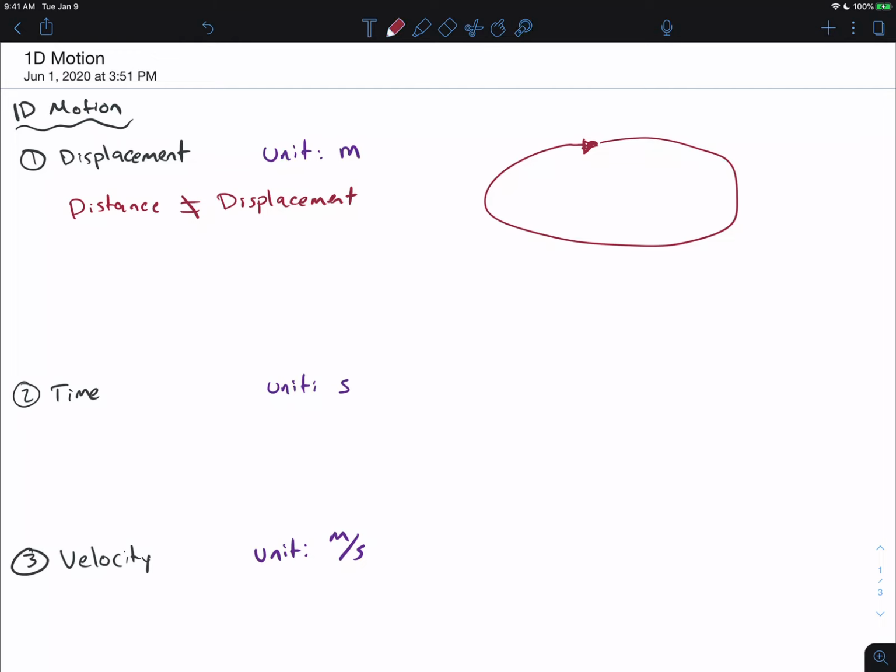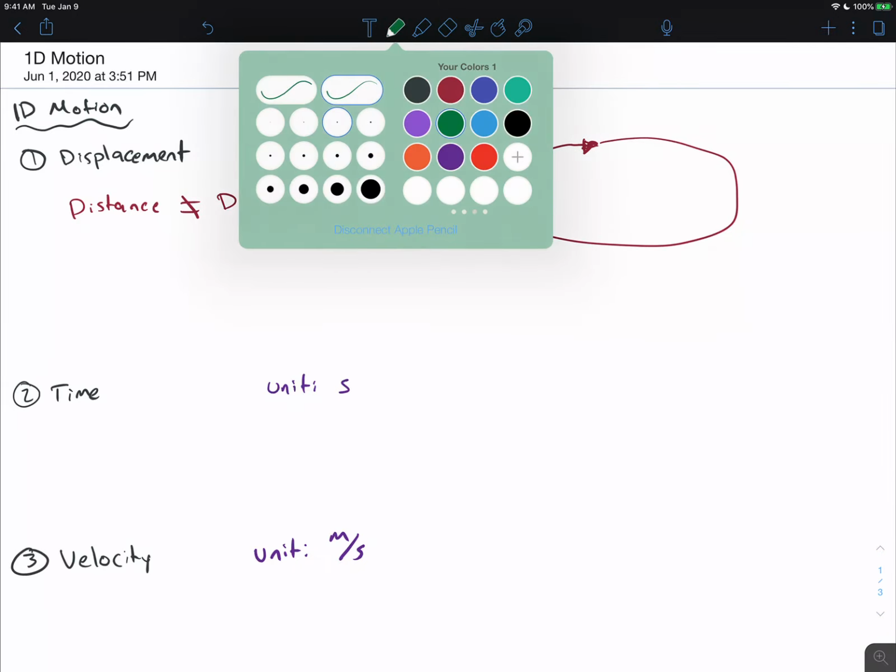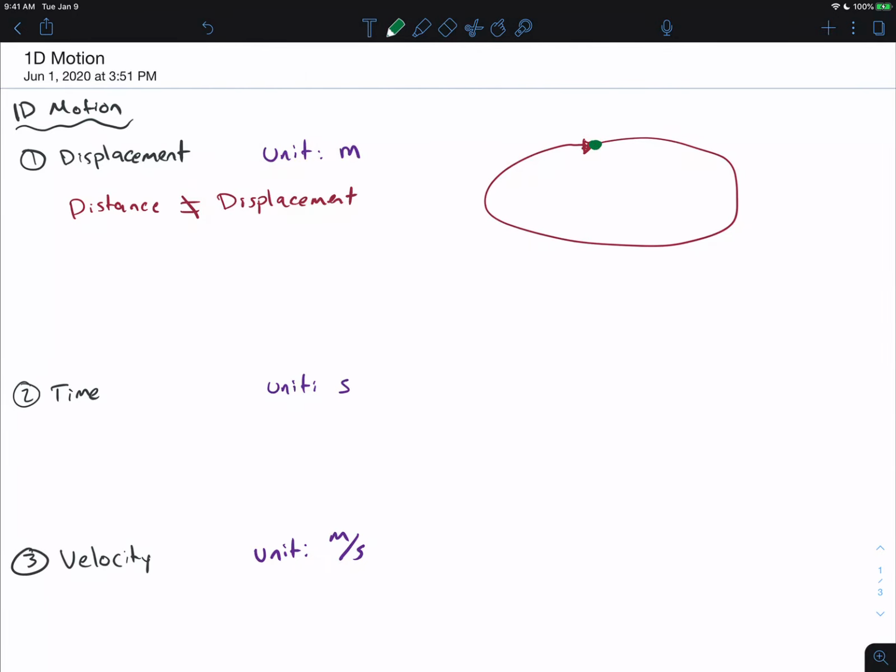But displacement is not like this. The big difference with displacement is that the only thing I'm considering is where do I start, right? So let's say I start at this point here. And where do I end? Let's say I end right here on this part of the track. So I'll mark this here as my endpoint. And if I do this, my displacement is not this whole track right here.